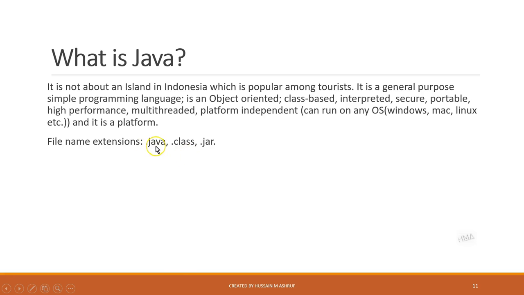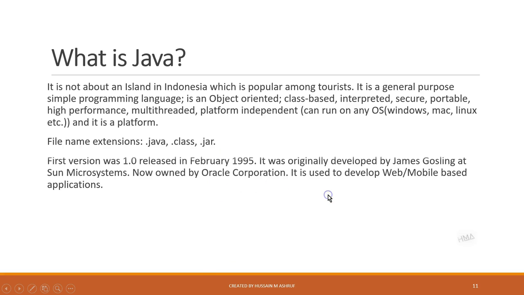When you compile Java, it will be converted to a .class file. And also, we can package .class files into .jar files. These are compressed forms of Java files or compiled code.